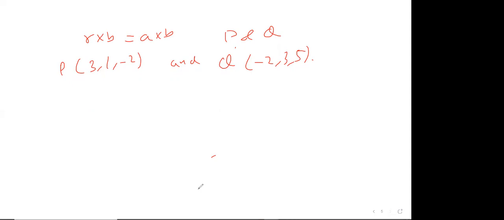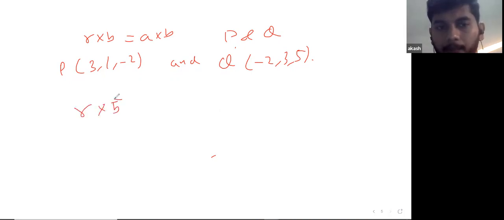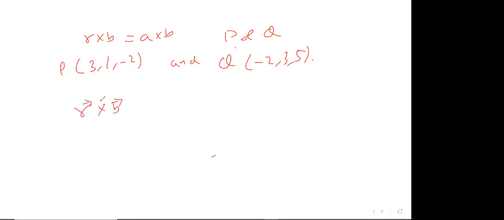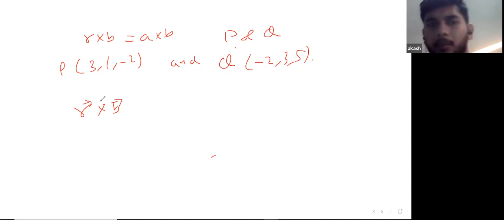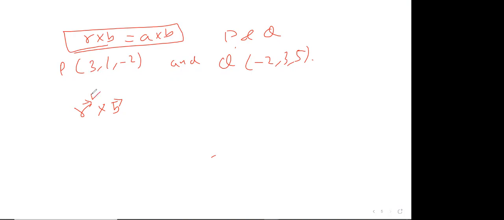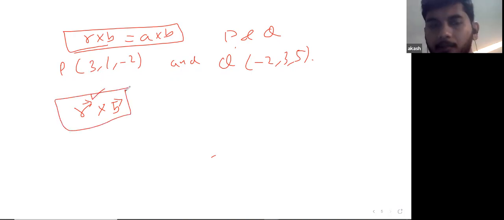When I do r cross b, is it like r plus b? No. You don't need to find lambda here. This is the formula you have to use. Leave r as it is and this side as it is. You just have to find a cross b here. You cannot find r here, r is the variable.